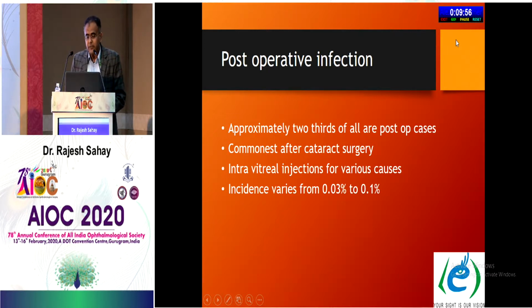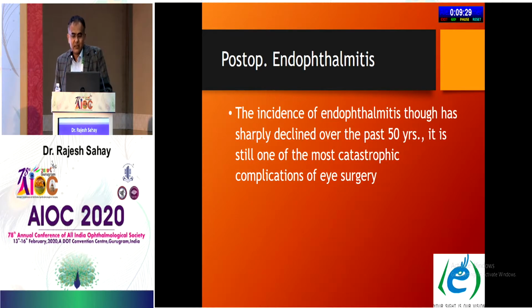So the post-operative infection, as you asked, accounts for approximately 2/3 of all endophthalmitis cases, and it is commonest after cataract surgery because that's the commonest operation that we do here. Intravitreal injections are probably the second most common, and they are given for various causes. The incidence varies from 0.03% to 0.1% in different series. The incidence of endophthalmitis, though, has sharply declined over the past 50 years. It is still one of the most catastrophic complications of eye surgery.